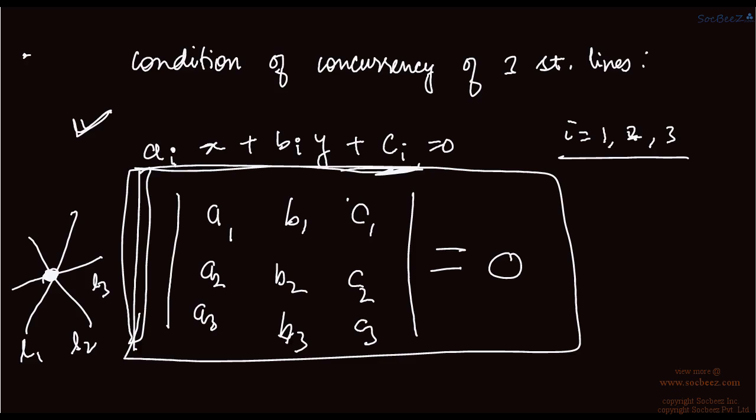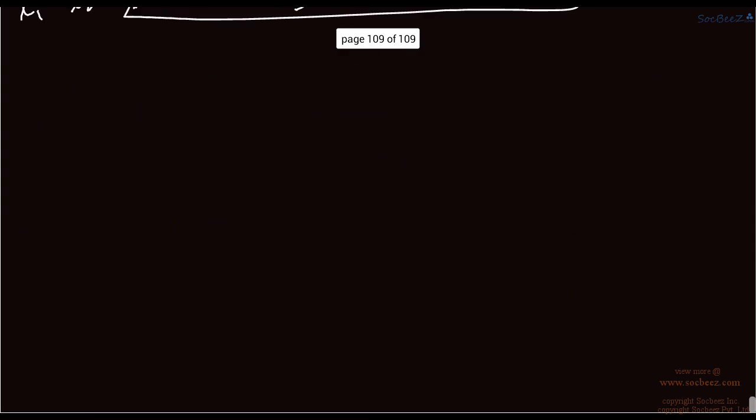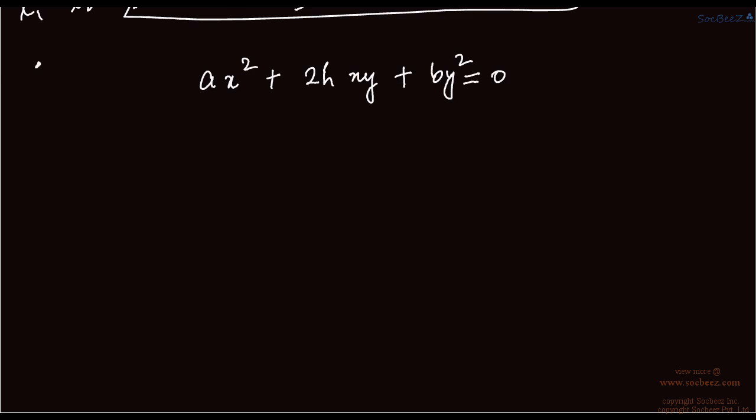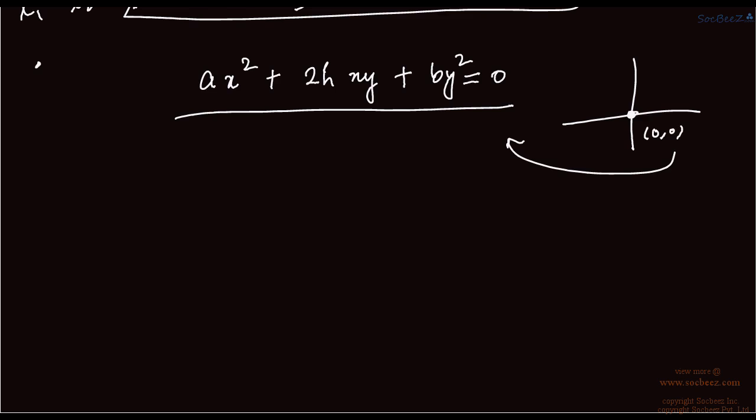Now the next formula is a pair of straight lines through origin. So it is given by ax square plus 2hxy plus by square is equal to 0. These are a pair of straight lines which pass through the origin, because origin satisfies all these lines. If you put x and y as 0, this will be satisfied.